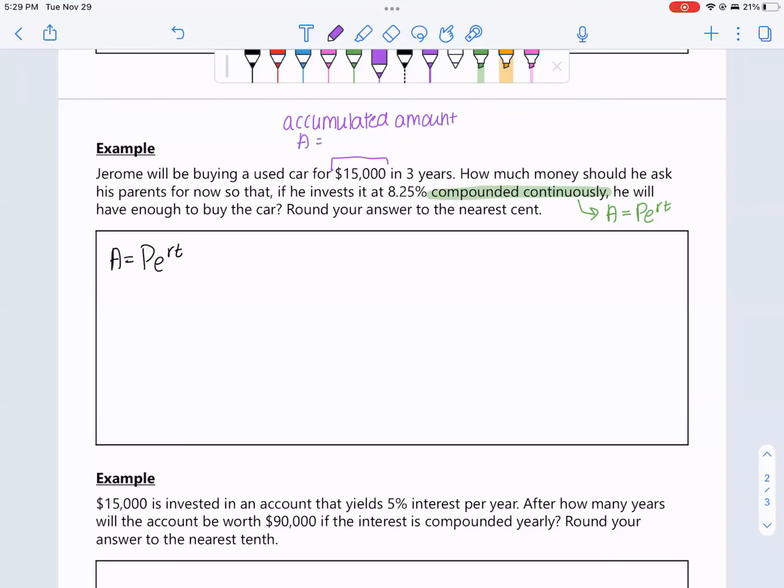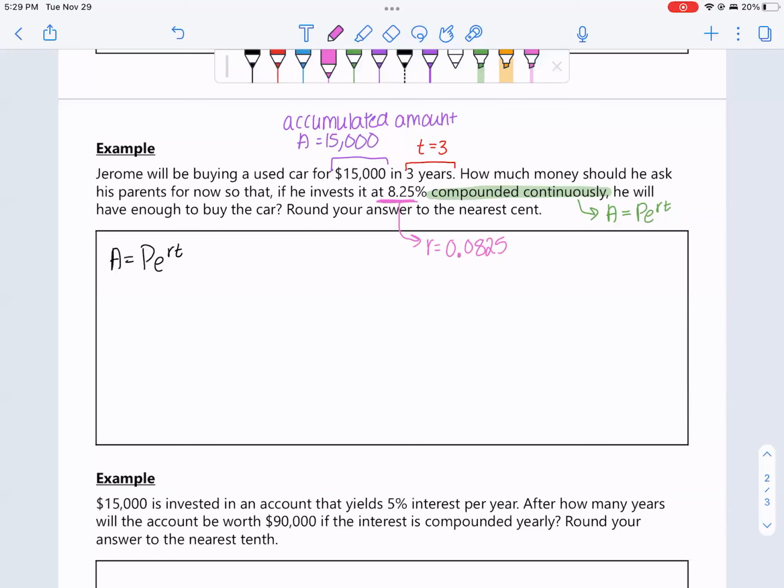So A is equal to $15,000, 3 years from now. So T is equal to 3. I now have 2 out of the 4. I just need 1 more. And look, it's right here. 8.25% interest as a decimal is 0.0825.